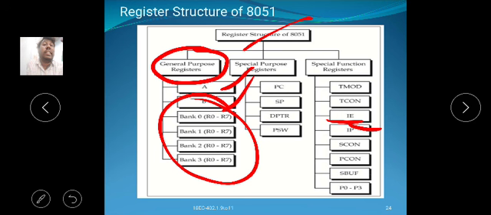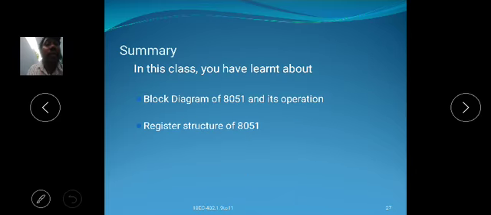The special function registers include the timer registers, TMOD, TCON, interrupt control registers, interrupt enable, interrupt priority, the serial control register SCON, the power control register PCON, the serial buffer register SBUF, and the 4 port registers P0, P1, P2, P3. This is the register structure of 8051.